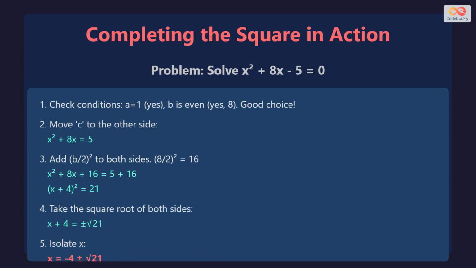Let's try completing the square with x squared plus 8x minus 5 equals 0. The a term is 1 and b is an even number, so this is a good candidate. First, move the 5 to the other side. Then, take half of the b term, which is 4, and square it to get 16. Add 16 to both sides. The left side now factors to (x plus 4) squared, and the right side is 21. The final answer is x equals negative 4 plus or minus the square root of 21.